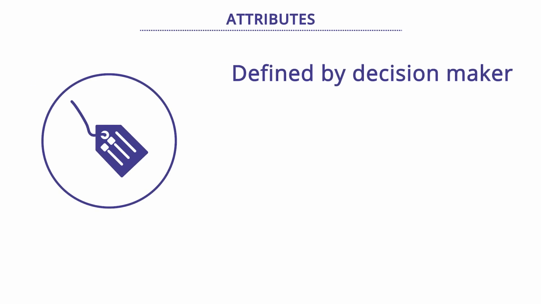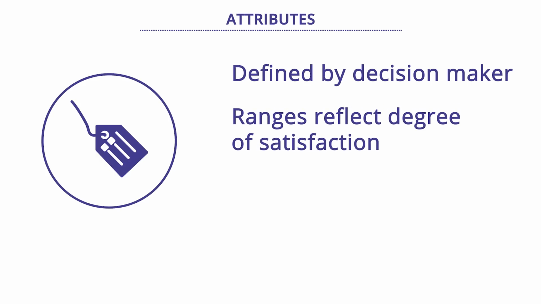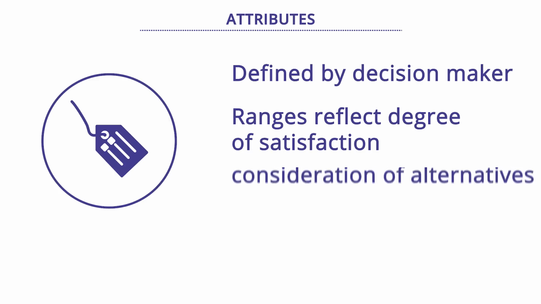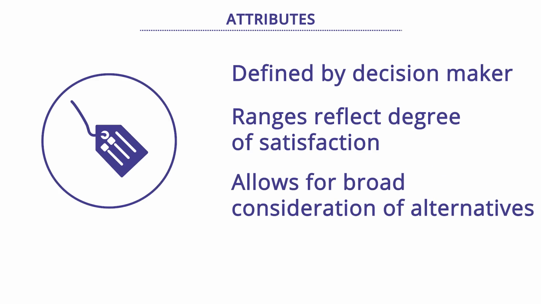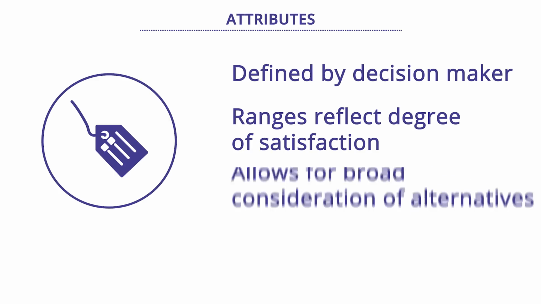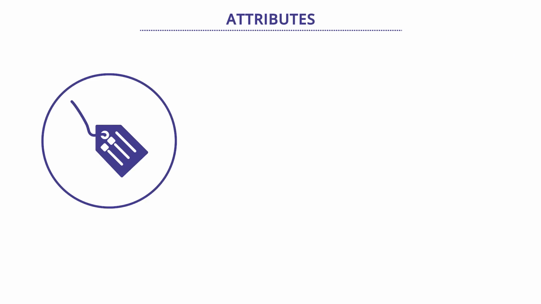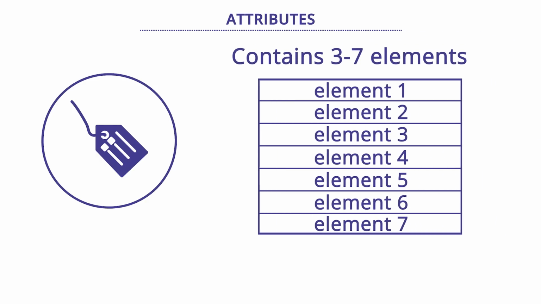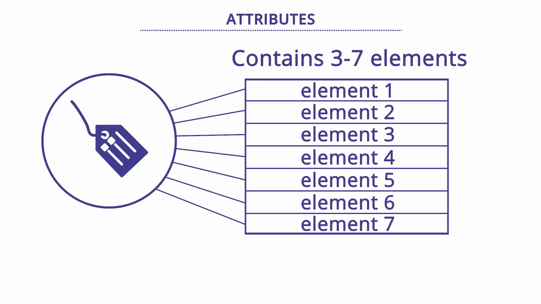Now, it's important to keep in mind that attributes themselves should be defined by the actual decision makers. These characteristics ensure that a decision maker understands what the metric means, that these attributes actually have ranges which more accurately reflect degree of satisfaction across performance. It has the added benefit of allowing us eventually to open up the trade space and consider broader alternatives that may not meet every threshold exactly the same. A set of attributes typically contains 3 to 7 elements, which reflects the reality of our own bounded rationality, our ability to think about simultaneous concepts.